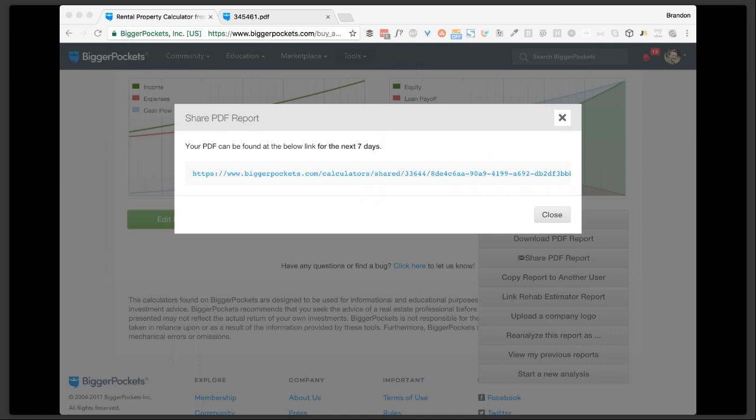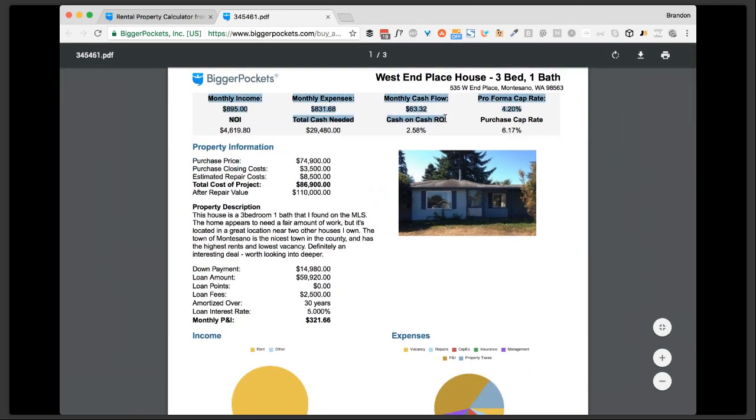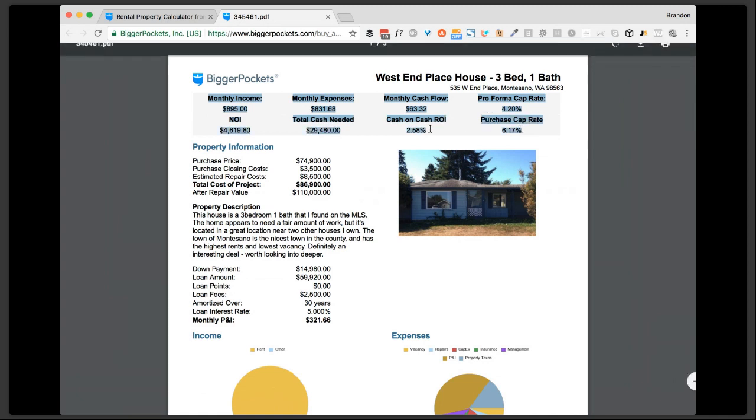But check it out. This is what our PDF report looks like. It's kind of a cool looking thing. You can actually put your own logo up here if you want to, so it doesn't say BiggerPockets. Down below that, we've got all the numbers that we care about. And understand, guys, this was designed to show all the numbers that you need to make a decision and all the numbers that a lender needs to make a decision.